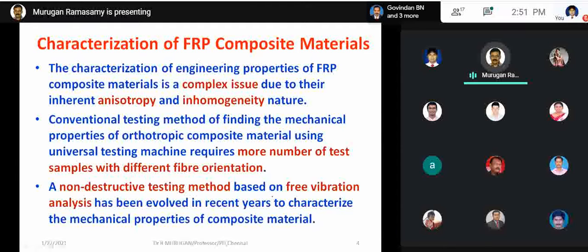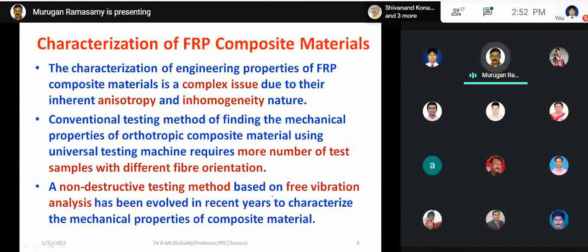When you say mechanical property, for any isotropic material, what are the mechanical properties we are using? Mostly the modulus of elasticity, shear modulus, and the Poisson ratio. By using these three constants, we are able to do any type of analysis, and we can easily explain all the problems for isotropic conventional material. But in case of composite material, since it is a multi-phase material involving both matrix as well as reinforcement, it behaves like an anisotropic material.